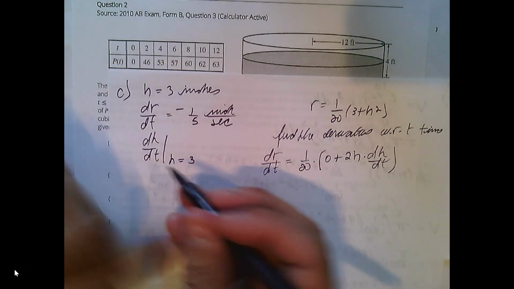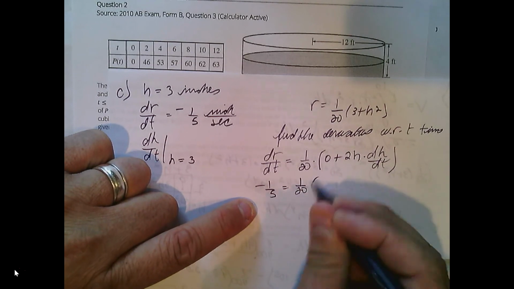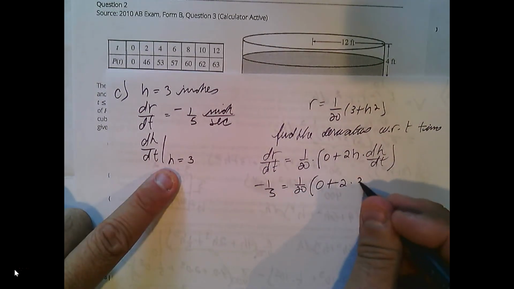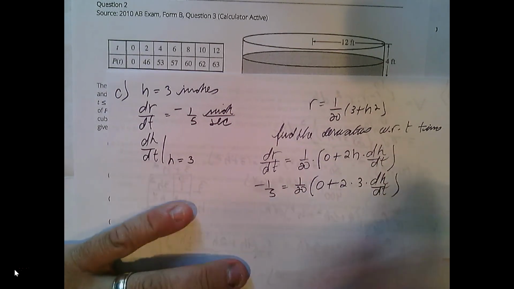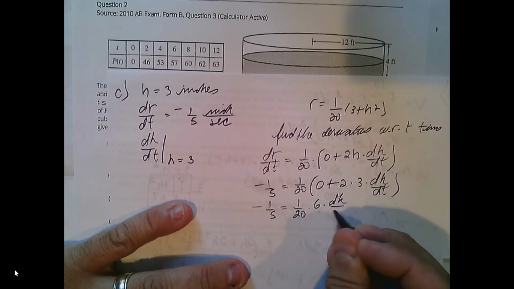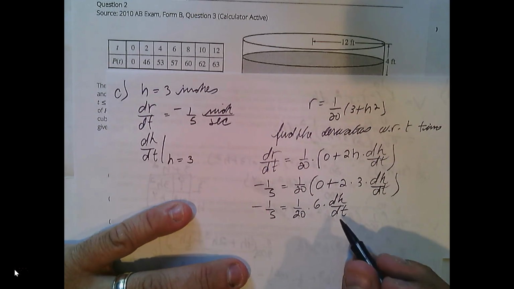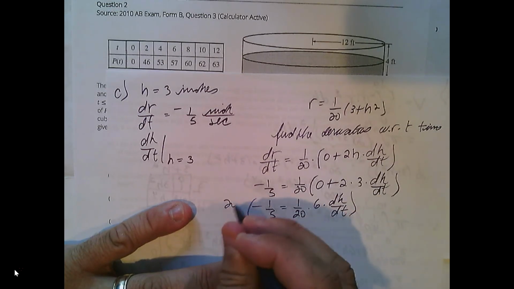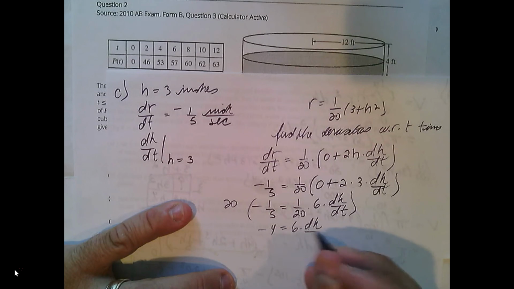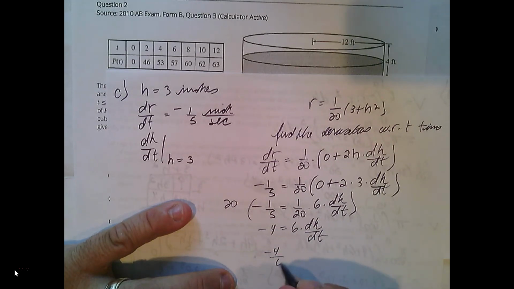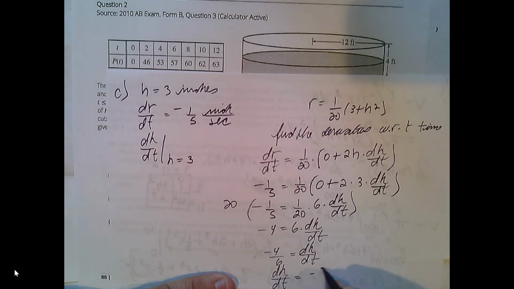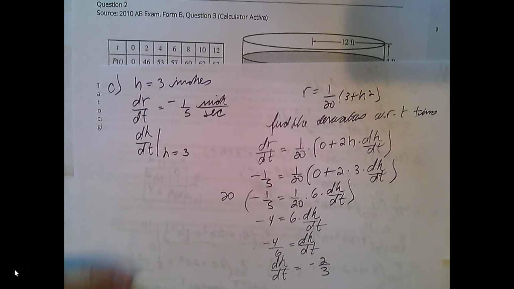Let's see, they told me dr/dt is negative 1/5. We've got 1/20th times 2 times the height, which is 3, times dh/dt. So negative 1/5 equals 1/20 times 6 dh/dt. To solve for dh/dt, we can multiply both sides by 20. 20 times negative 1/5 is negative 4. 20 times 1/20th is 1. So we get negative 4 equals 6 dh/dt. Divide both sides by 6 and you get negative 4/6 equals dh/dt, or of course dh/dt equals negative 2/3.